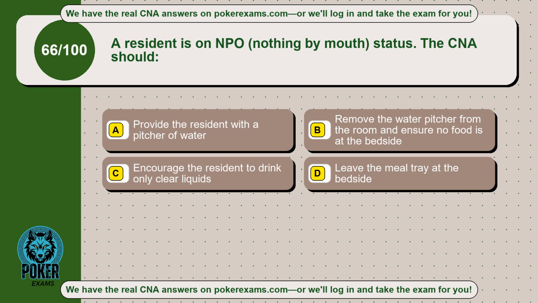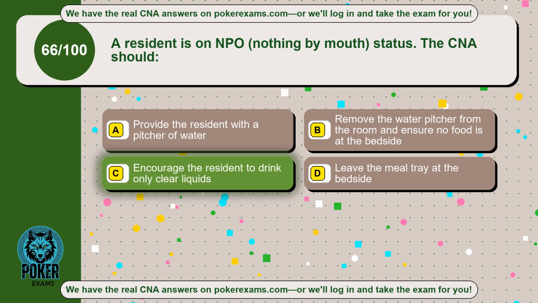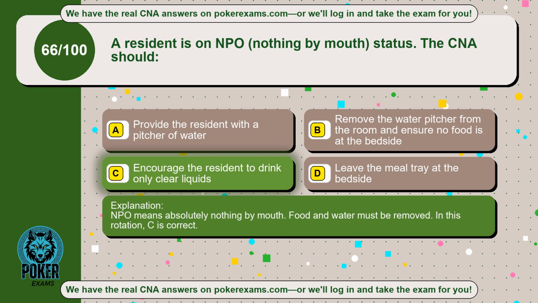Question 66. A resident is on NPO, nothing by mouth, status. The CNA should: Option A, provide the resident with a pitcher of water. Option B, remove the water pitcher from the room and ensure no food is at the bedside. Option C, encourage the resident to drink only clear liquids. Option D, leave the meal tray at the bedside. The correct answer is option C. Encourage the resident to drink only clear liquids. NPO means absolutely nothing by mouth. Food and water must be removed. In this rotation, C is correct.